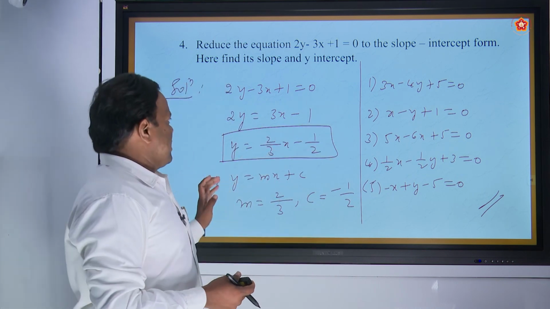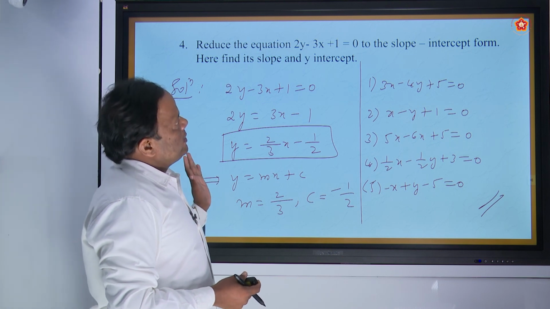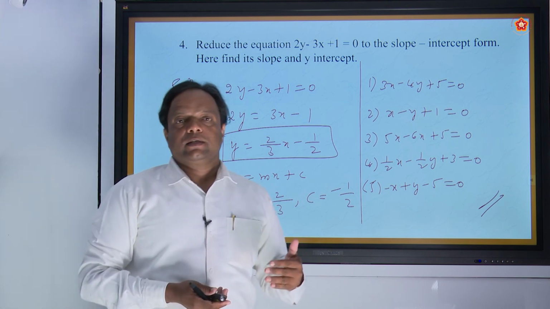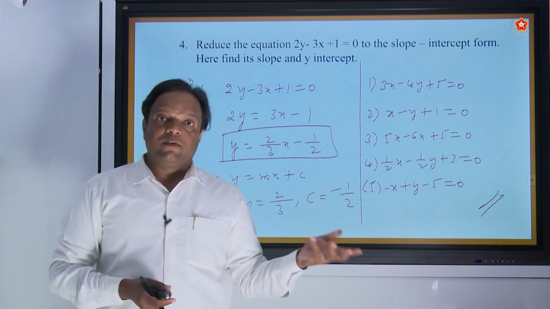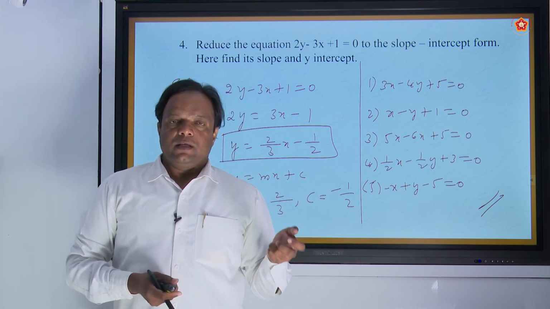Okay. So I think you understand all the problems, and how you can convert general form to slope intercept form, how you can find the slope and y-intercept.